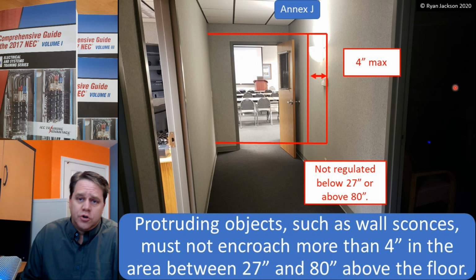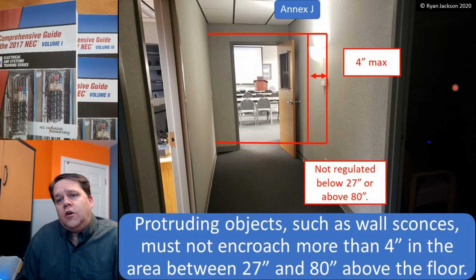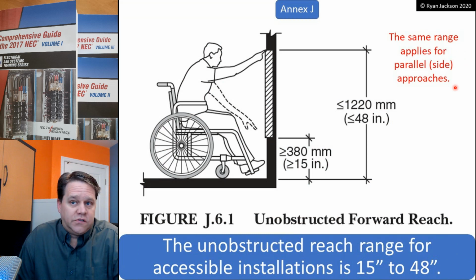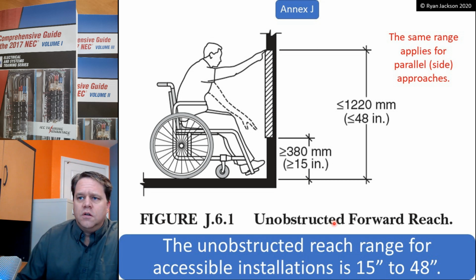So be careful on the protrusion limits, 4 inches in the area between 27 and 80. And you also need to accommodate reach ranges. The unobstructed reach range for accessible installations is 15 to 48. Now we'll talk about what unobstructed means.